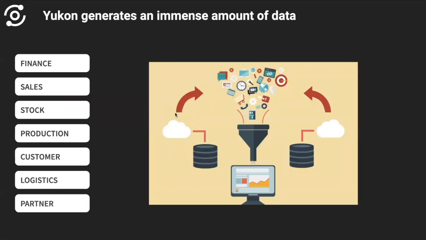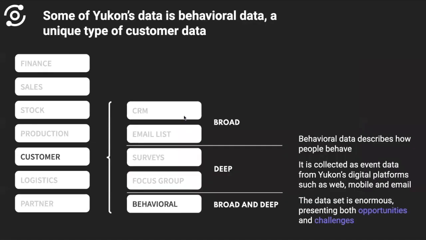So it really goes without saying that a global e-commerce vendor like Yukon is going to generate an immense amount of data. That data is going to be across finance, sales, stock, production, customer data, logistics, partnership data, all sorts of different things. It's just the nature of things these days. And some of that data, the customer data, is a big pot there. And within customer, you're going to have things like CRM data, email lists, surveys, focus groups, and you're going to have this type of data called behavioral data.